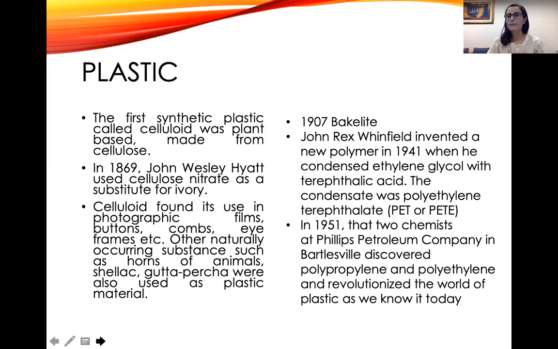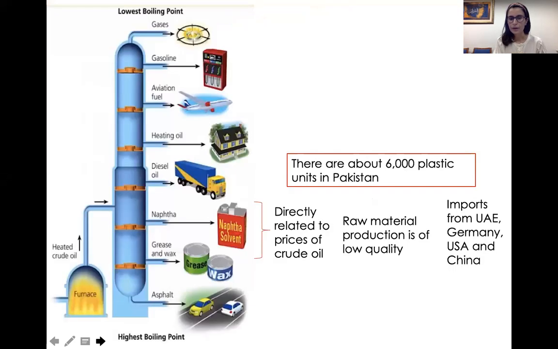But what really revolutionized this area of plastic production and plastic pollution and plastic as an environmental hazard was turning ethane and propane into ethylene and propylene, and then converting them into plastic. And of course, it evolved from the petroleum industry, as we have studied before.